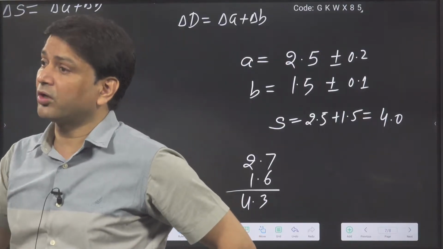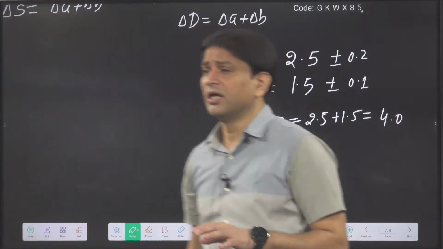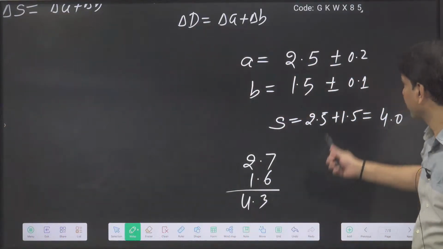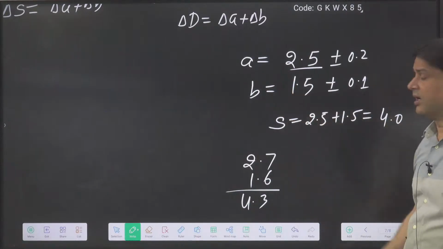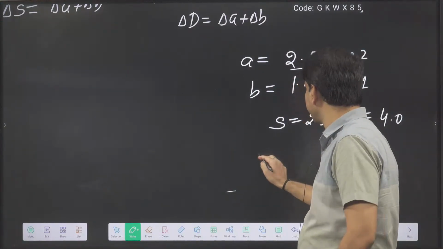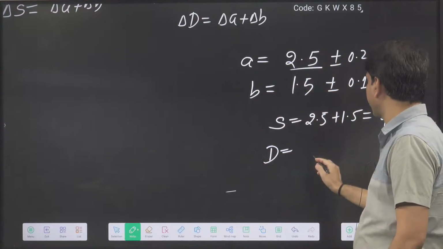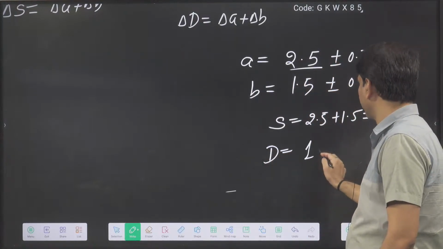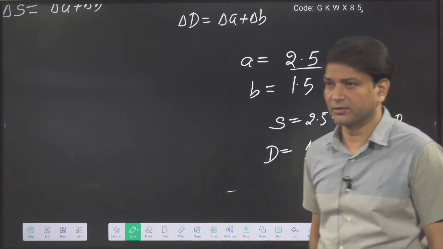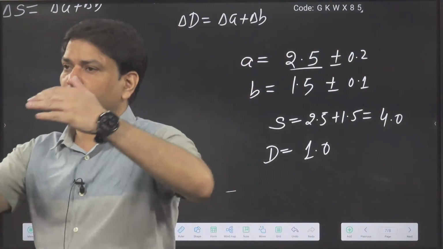So that's why we are always calculating the maximum possible error. Same, suppose you are doing subtraction. In subtraction, what is the difference you will write? D is equal to 2.5 minus 1.5, which is 1. The difference you got is 1. Is everybody getting it or not? Suppose I am subtracting, so the difference I got is 1.